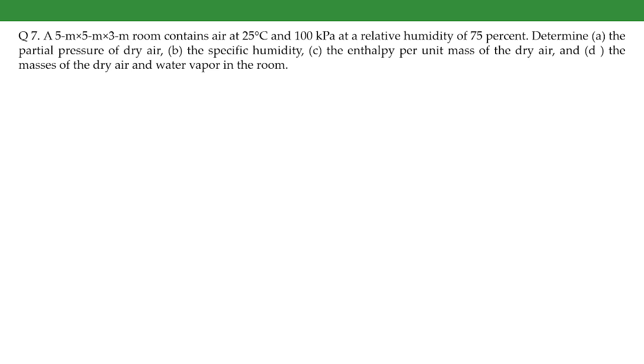A 5 meter by 5 meter by 3 meter room contains air at 25 degrees Celsius and 100 kilopascal at a relative humidity of 75%. Determine the partial pressure of dry air, the specific humidity, the enthalpy per unit mass of dry air, and the masses of dry air and water vapor in the room. For this, we are assuming that dry air and water vapor are ideal gases.